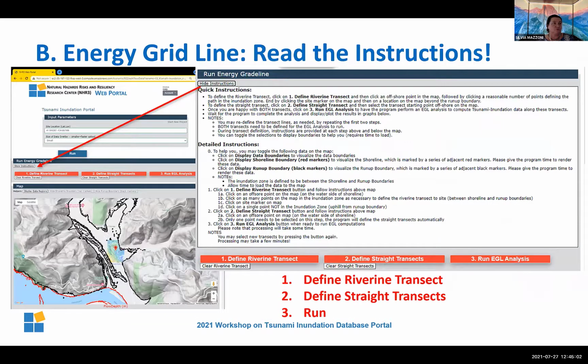That leads you to a little bit more interesting interface that gives you a bit more options. Another set of instructions, more detailed instructions, you should read them, but we've included the instructions as you go through the process. And we've tried to make it as straightforward as possible. Just in numericals, you do step 1, 2, and 3. You define the riverine transect, then you define your straight transect, and then you run the EGL analysis. So it's pretty straightforward in the buttons that we've defined in the user interface.